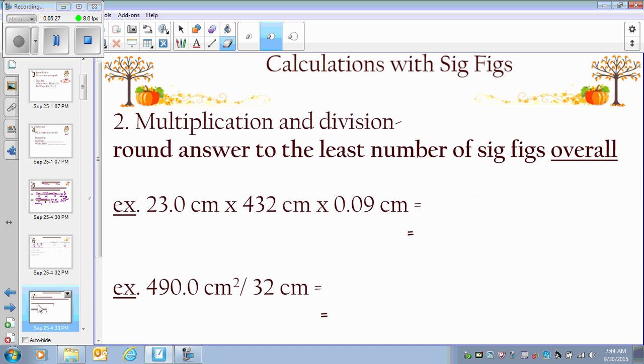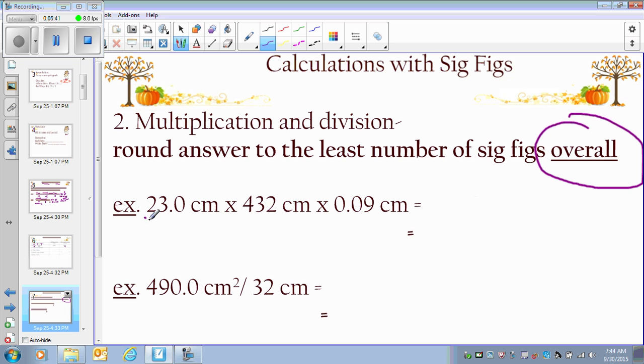For multiplication and division, you're going to round your answer to the least number of significant digits overall. So for multiplication or division, we are not going to look at only decimal spaces. We will count all significant digits. Like in this whole number, I have 3 significant digits. In this whole number, I have 3 significant digits. In this number, I have only 1 significant digit. So when I multiply them together, no matter what answer I get here, I have to round my answer in a way that I have only 1 significant digit in the answer.